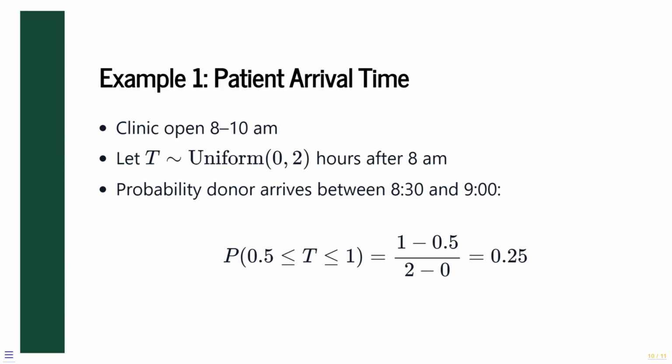In our first example, the clinic accepts blood samples between 8 and 10 a.m. and arrival times are assumed to be random. We model time after 8 a.m. as the random variable t, which is uniform with c equal to 0 and d equal to 2. To find the probability a donor arrives between 8:30 and 9 o'clock, we compute the length of that half-hour window divided by the full 2-hour window. This gives a probability of 0.25.